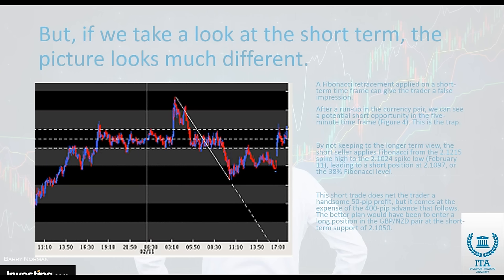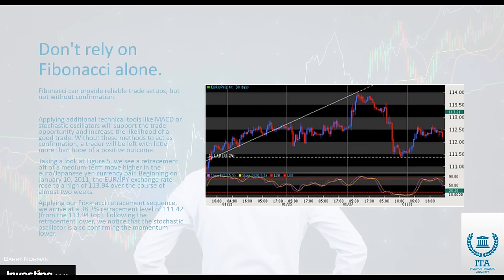This is why you would want to use the longer term Fibonacci levels. Now, don't rely on Fibonacci alone. Fibonacci can provide reliable trade setups, but not without confirmation. Applying additional technical tools like MACD or stochastic oscillators will support the trade opportunity and increase the likelihood of a good trade. Without these methods to act as confirmation, a trader will be left with little more than hope of a positive outcome.